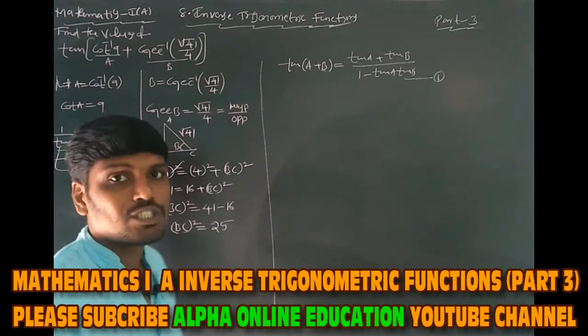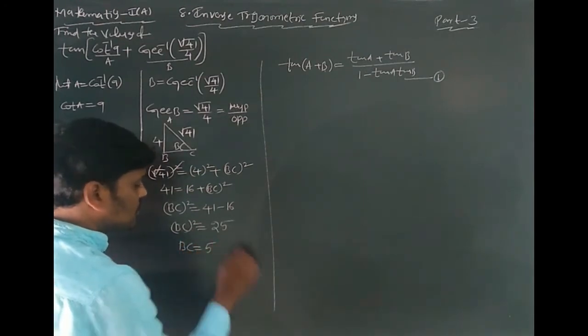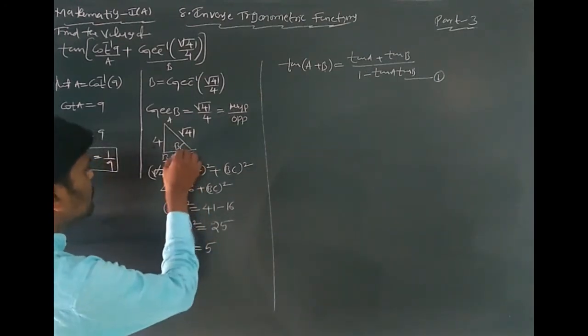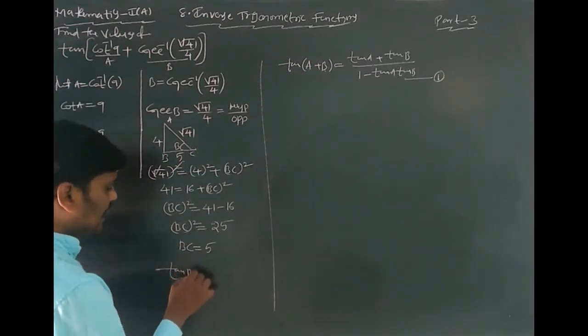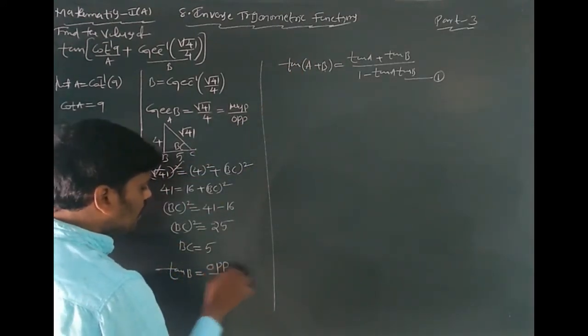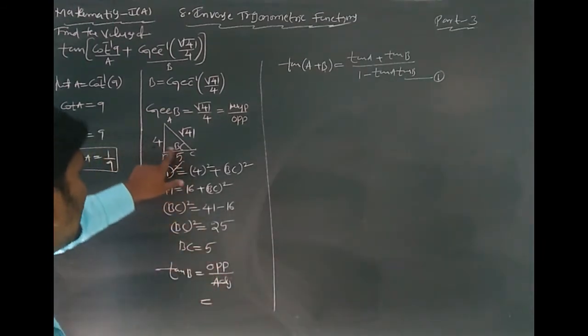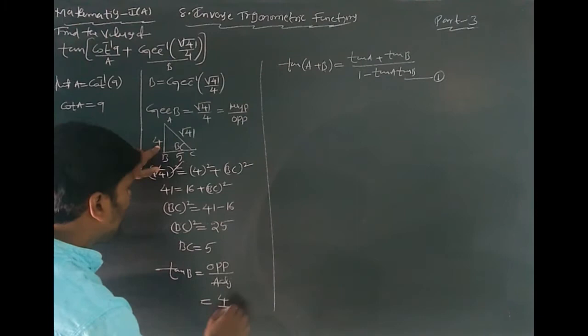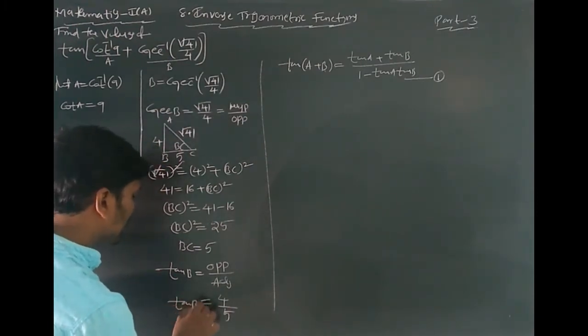41 minus 16 is 25. After that BC is equal to square root of 25, nothing but 5. This is the value 5. Next you can find tan B. What is the formula of tan B? Tan B is equal to opposite by adjacent. Opposite value is 4 by adjacent 5. This is the value of tan B.